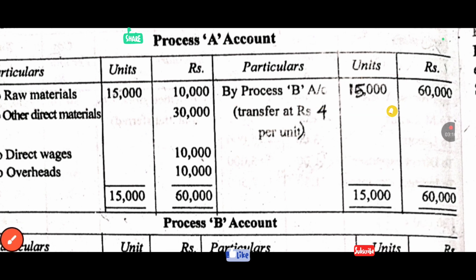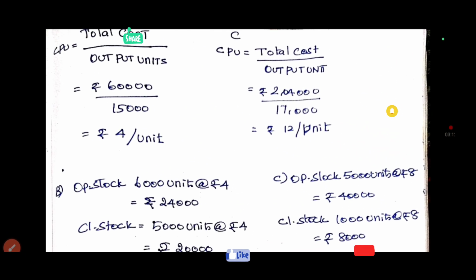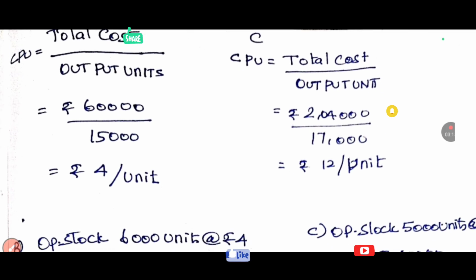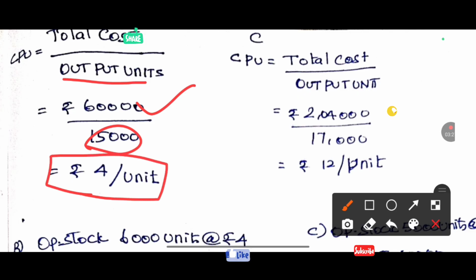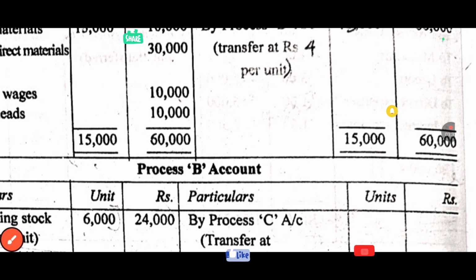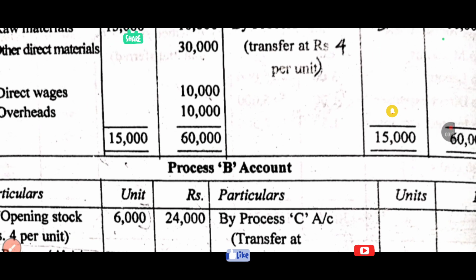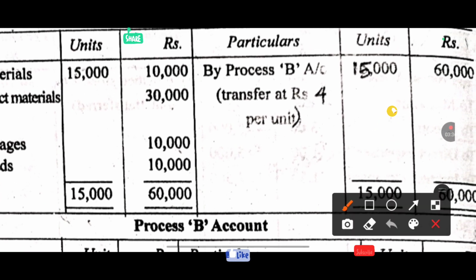How can you find out the cost per unit? Listen, we have the format: total cost divided by output unit. What is the total cost for process A? 60,000 rupees. What is the output for process A? 15,000 units. After dividing, you will get 4 rupees per unit. The cost per unit of process A is 4 rupees, so it is to be entered here. Process A's cost per unit is 4 rupees.